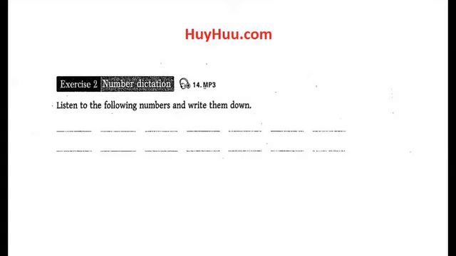Exercise 2. Number dictation. Listen to the following numbers and write them down.